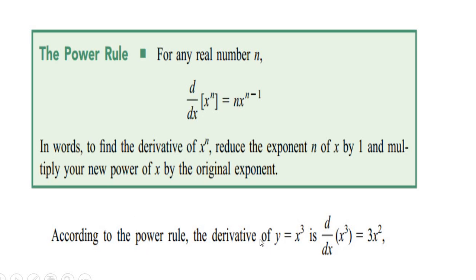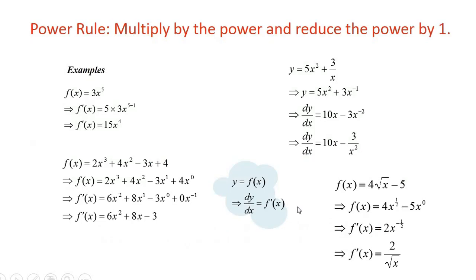So according to the power rule, if you want to differentiate y equals x cubed, you drop the power, it multiplies the coefficient of x, and then the new power will be 3 minus 1, which equals 2. So that's how we apply the power rule. More examples for application of the power rule.